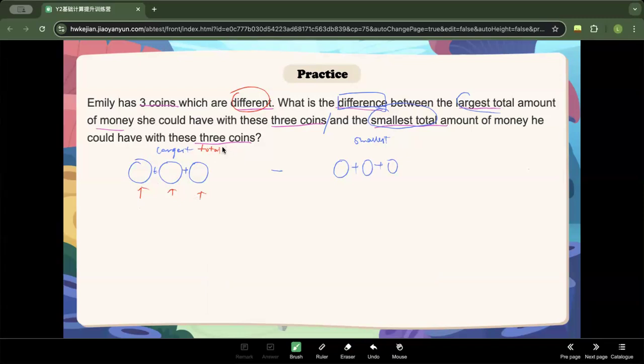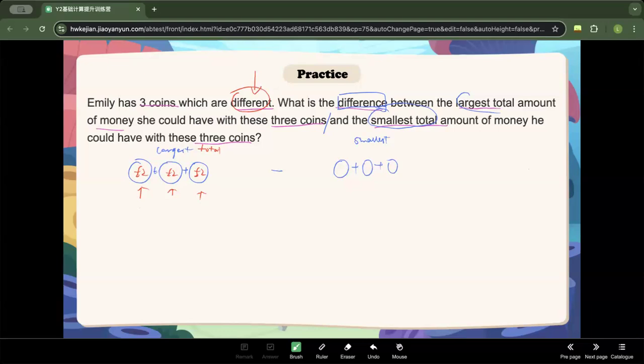Let's try to think about it. Maybe some of you will say, how about we make all of them the largest: £2 plus £2 plus £2. That is the largest kind of coin I can get. Can I have £2 plus £2 plus £2? No. Why? Because the question said we must want 3 different coins.